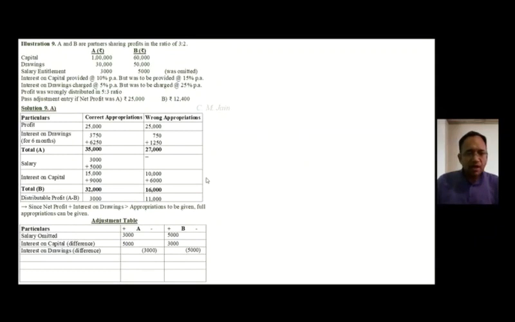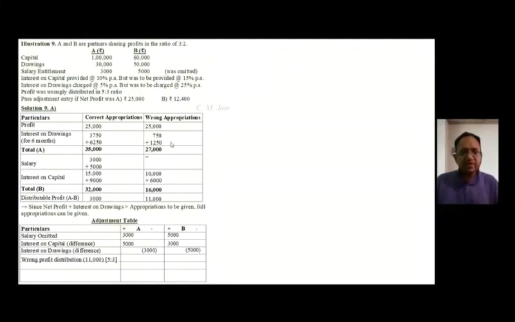Right. Now, another mistake was that profit was wrongly distributed. So whatever wrong profit was distributed should be taken back and the correct profit should be distributed in the correct ratio. So in the next row, we will write wrong profit distribution.